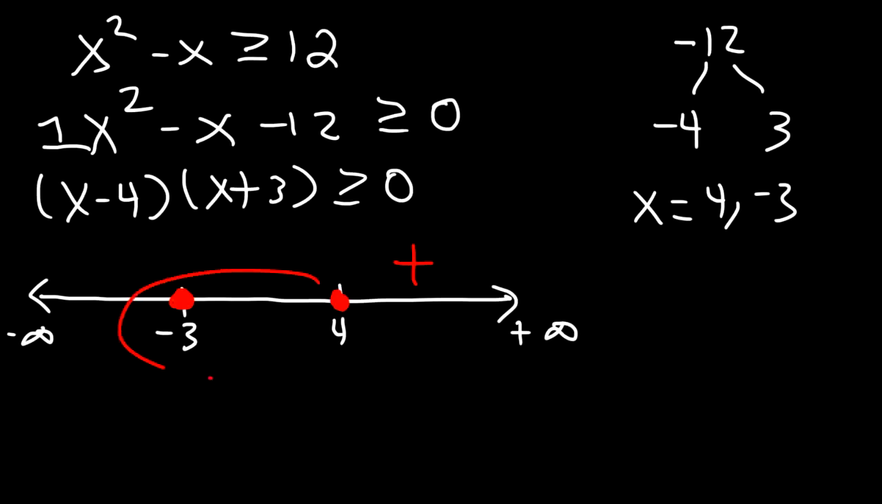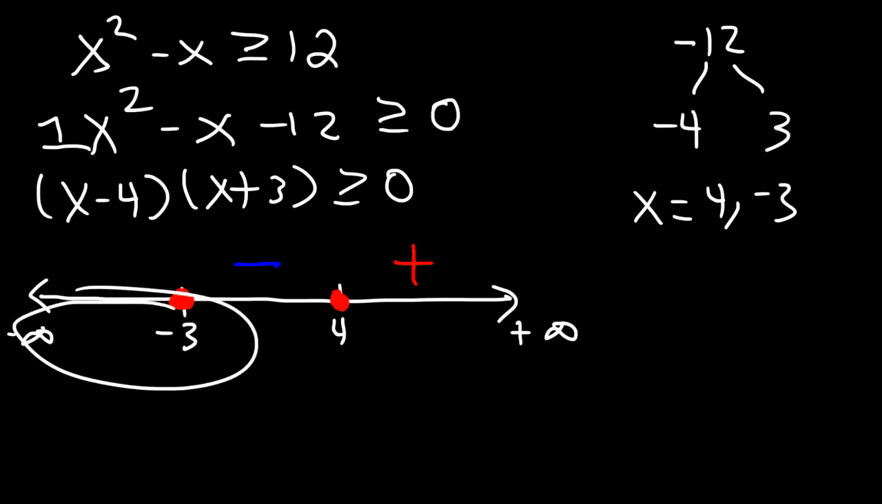Now let's pick a number between -3 and 4. 0 is a good number. 0 minus 4 is negative. 0 plus 3 is positive. A negative number times a positive number will give you a negative result. So let's put a negative sign. Now let's try a number between -infinity and -3, like -4. -4 minus 4 is negative. -4 plus 3 is negative. And if you multiply two negative numbers, it will give you a positive number.